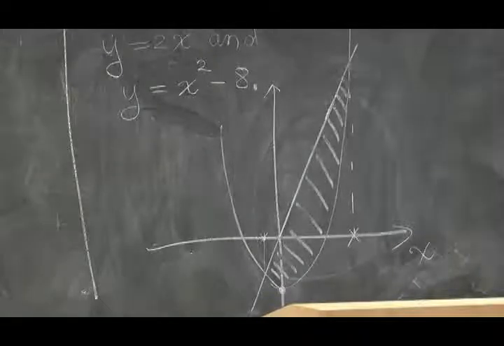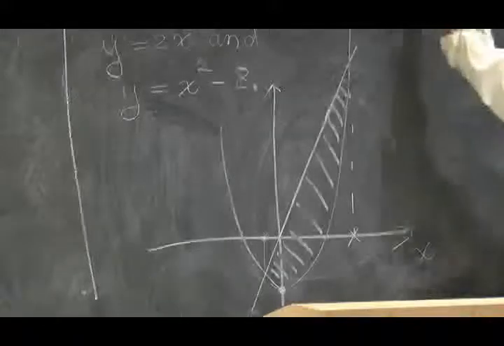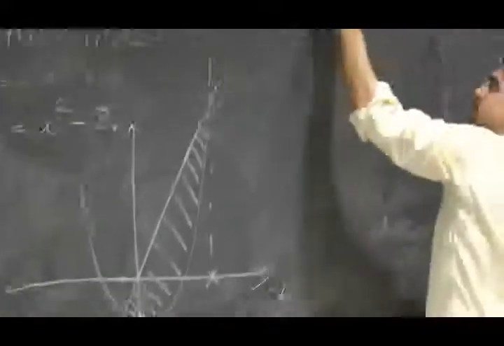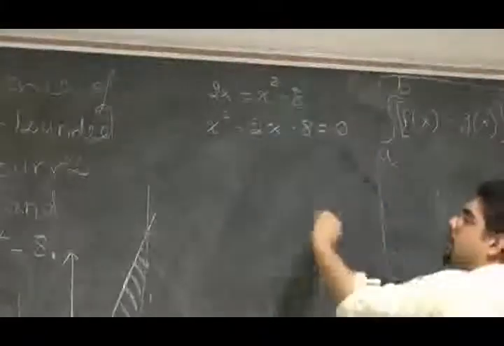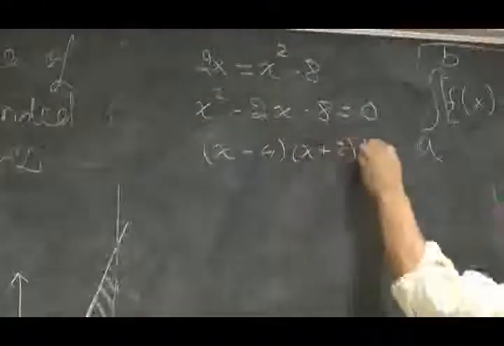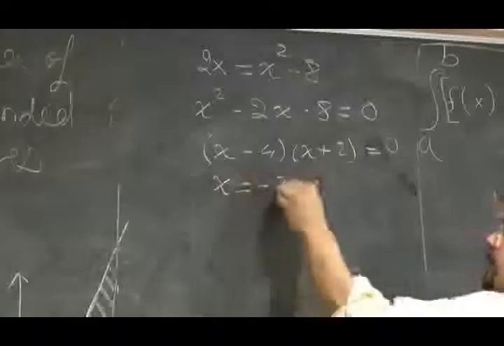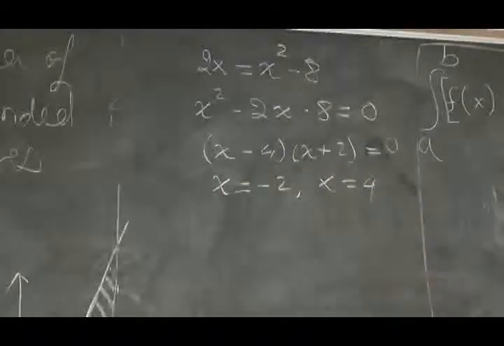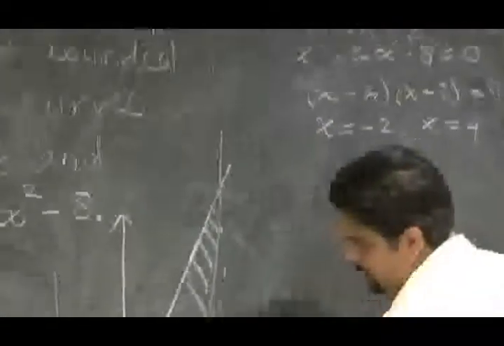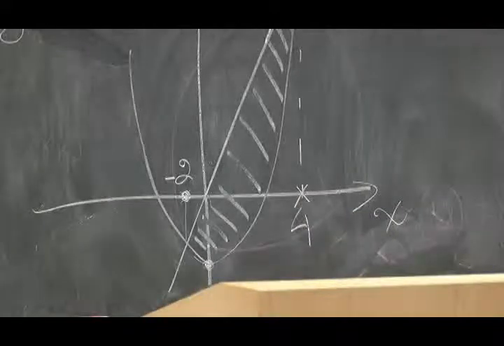How do we do that? Okay, so we have x squared minus 2x minus 8 equals 0. Right? That means x minus 4 times x plus 2 equals 0. So x is negative 2, x is 4. Okay? What that tells us is that this number here is negative 2, and this number here is 4. Does that make sense? So that's the interval in which we want to draw rectangles.